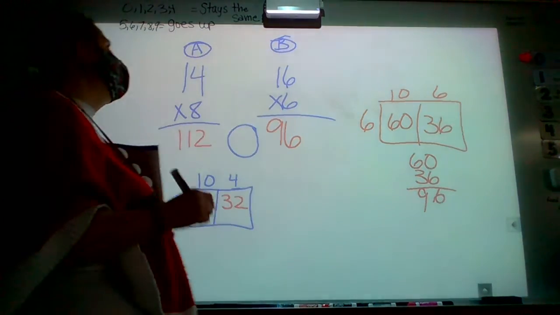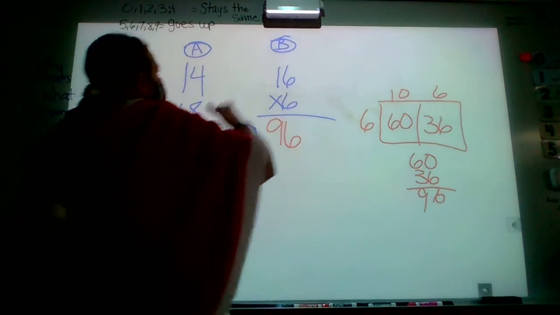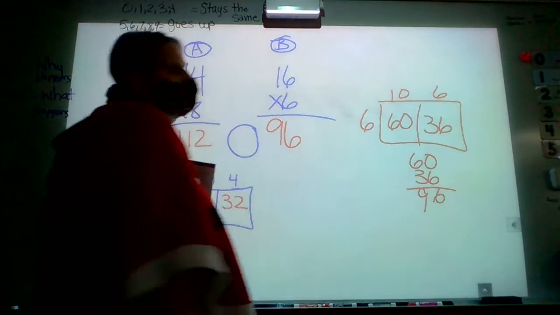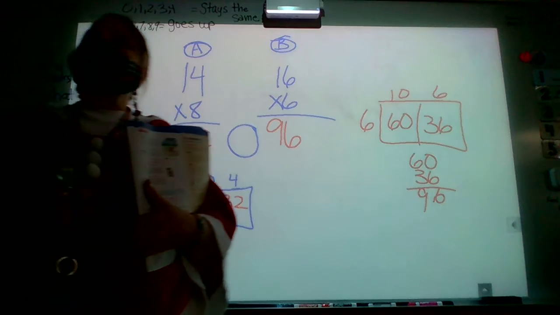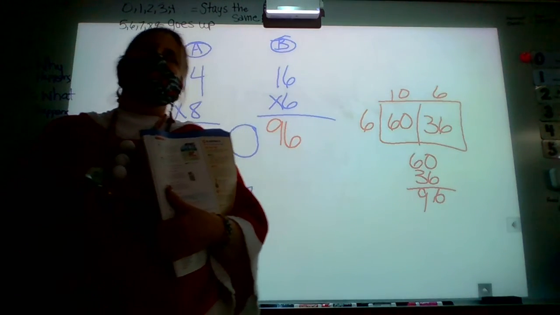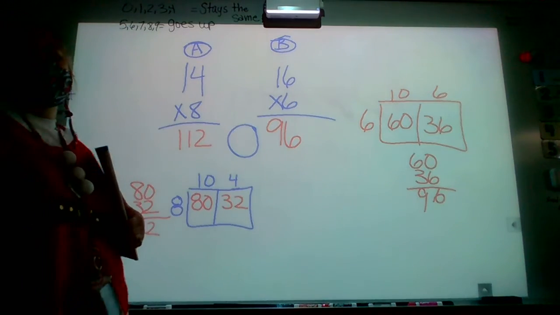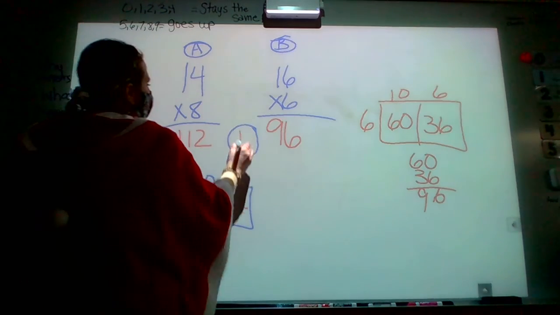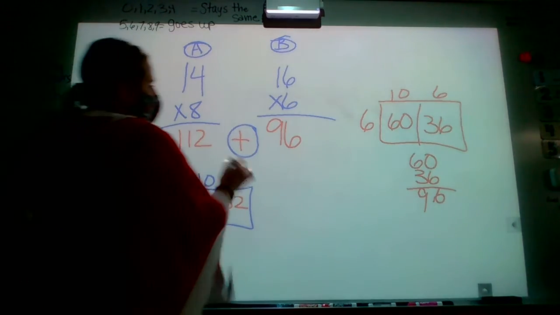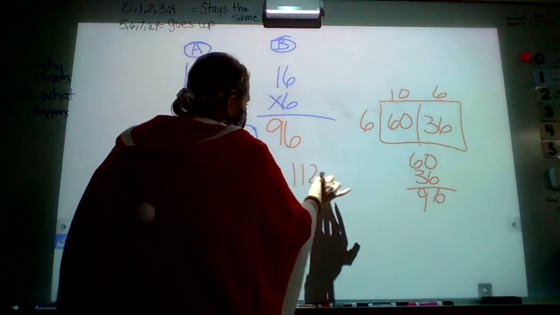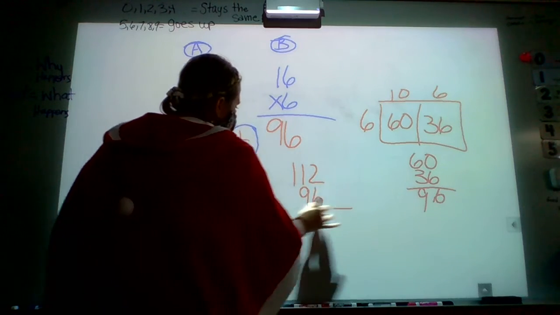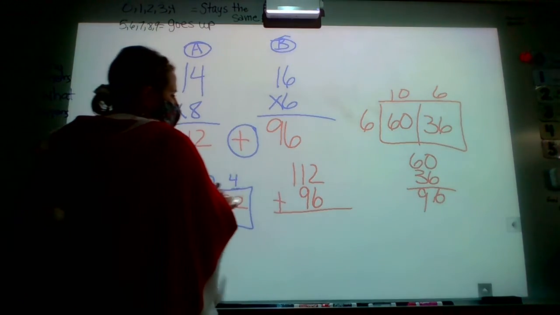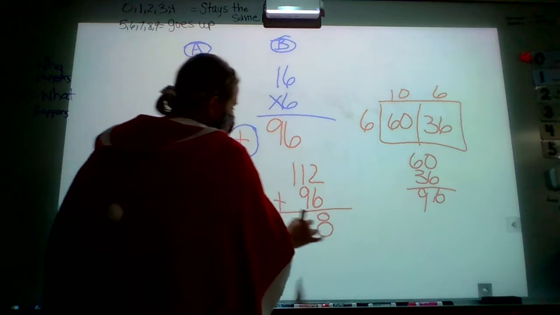They want to know how much is in A and B. A and B. Wade, what are we going to do? Add, because they want to know what is in both. So I can't add that way. I'm going to rewrite it, and I'm going to add it. 6 plus 2 is 8.